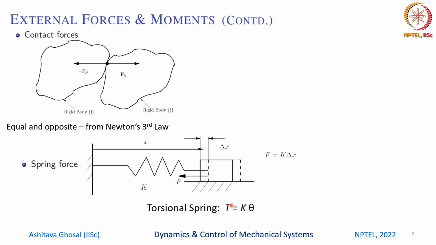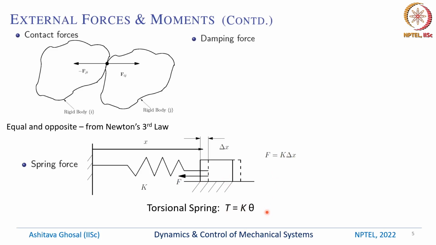Likewise, we can have what is called a torsional spring. In the case of a torsional spring, a torque is developed when you rotate a body by theta. Again, k is the spring constant. So remember, in one case it is a linear spring, in this case it is a torsional spring. The units of k are different for both of them.